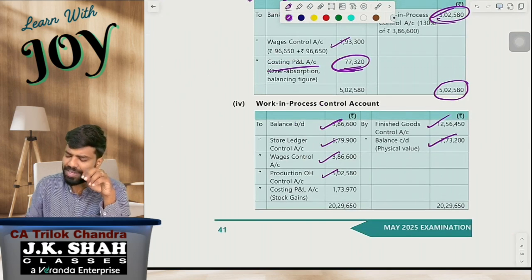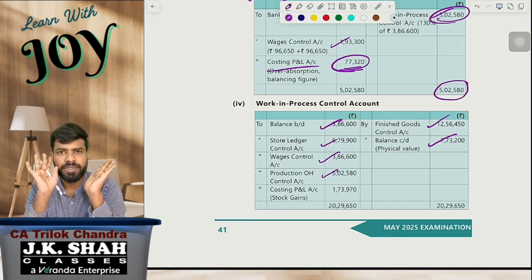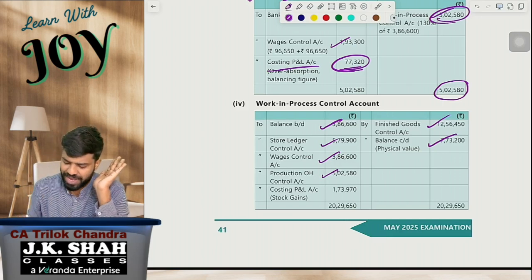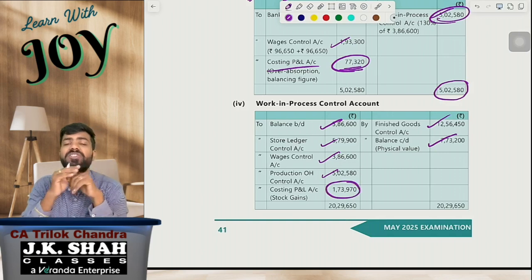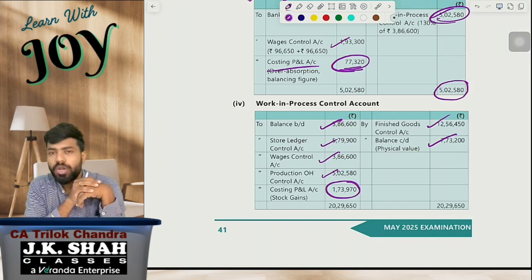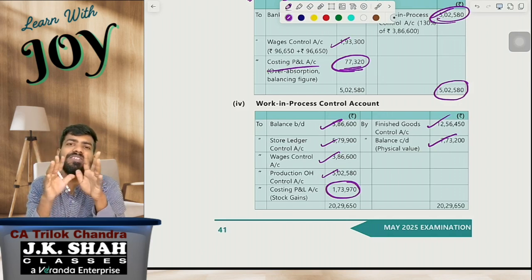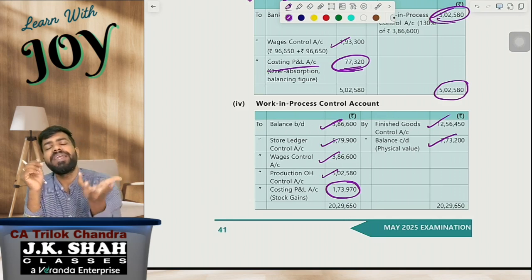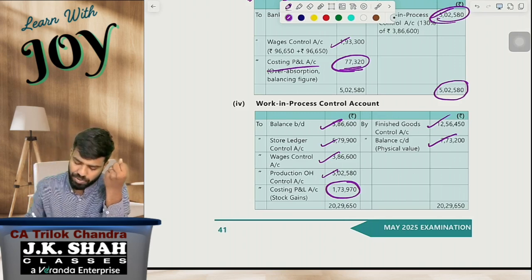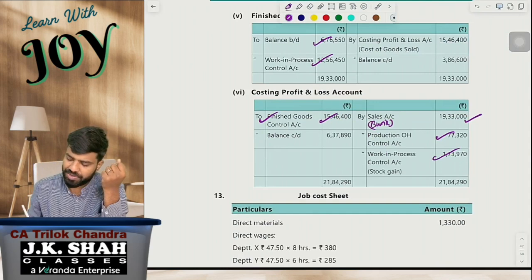So we know the opening balance, we know the closing balance, we know the material, labor, overheads, and finished goods given. All the entries have been given. There is still some balance left out, that is 1,73,970, which is the stock gain. Generally, we'll be calling it as stock valuation, stock adjustment. In financial accounting, we'll be calling it as stock adjustment. Because of physical valuation of the work in progress, some gain has been arrived. That gain will be transferred to P&L account, costing P&L account. Okay, 1,73,970. In costing P&L we will write 1,73,970.